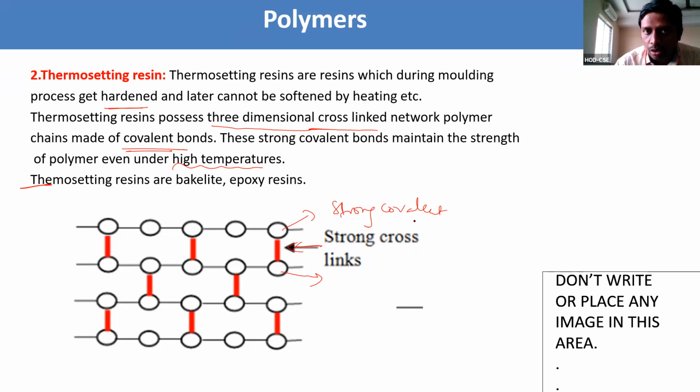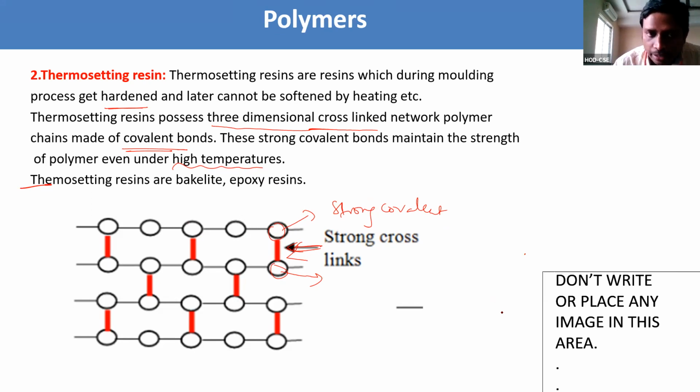That is the reason it is hard, like a hard rubber. It never breaks. The bond between the polymer chains is a strong covalent bond, making a three-dimensional cross-link network. So these strong covalent bonds maintain the strength of the polymer even at high temperature, with no breakage of the bonds between the polymer chains. So these are hardened and cannot be softened on cooling.